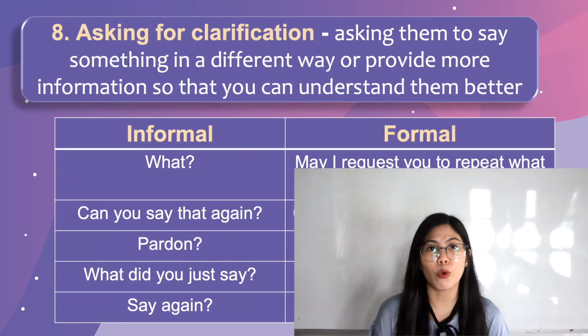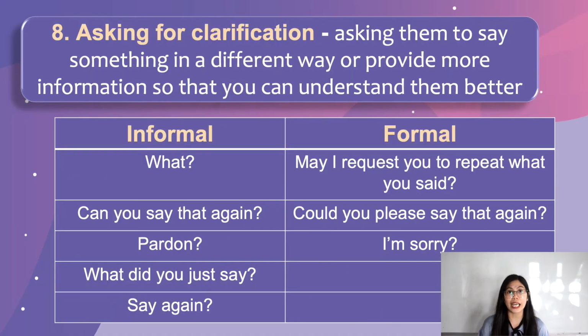Next, when you ask someone for clarification, you are asking them to say something in a different way or provide more information so that you can understand them better. You have to remember that it would be impolite to ask someone to clarify what he or she said by a simple "what?" if the speaker is someone of higher rank, even if we know the person for a long time. We can only use that perhaps if we are asking for clarifications between our close friends.